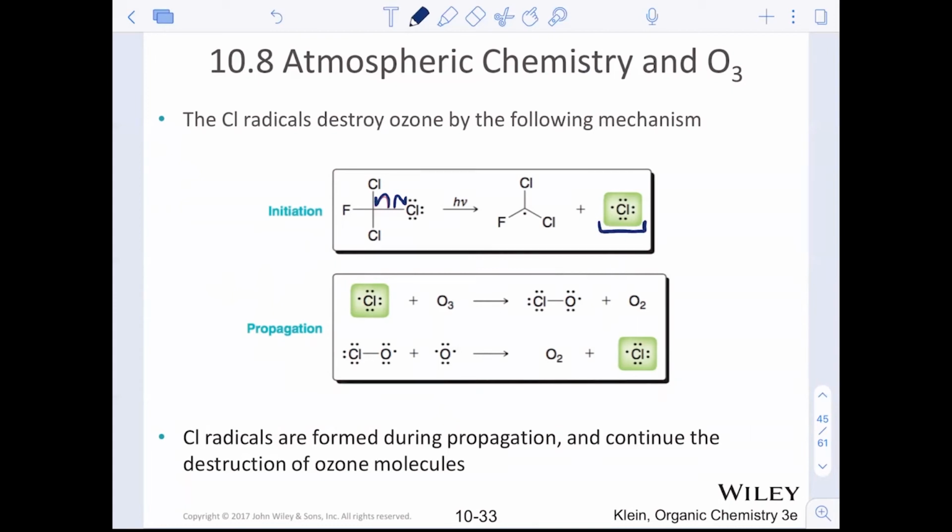Now, why is that bad? Because that chlorine radical will then go to react with ozone in a propagation step. This is very, very bad because then we make O2 and there's no ability for that oxygen molecule to react again with the oxygen radical to reform ozone. So there's no continuous process of formation of ozone. It's depleted and that's it. Chlorine radicals are formed in this step, and then the destruction of the ozone molecules will continue.